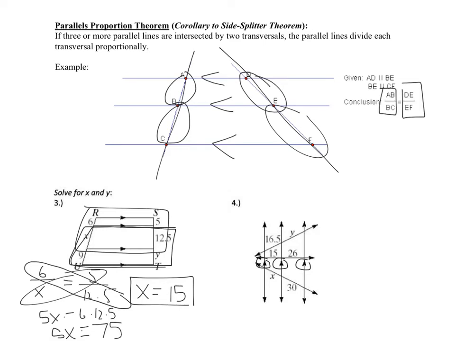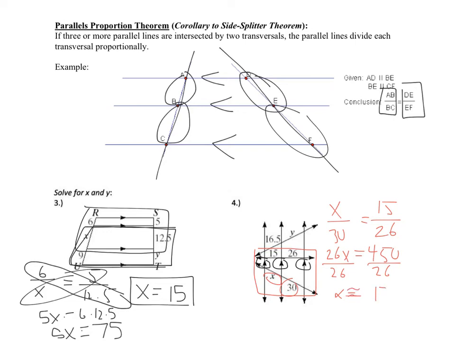And so if we want to find x, let's look at these 4 numbers here. So x is to 30 as 15 is to 26. And I can't reduce anything, so I've got 26x equals 30 times 15, that's 450. And then we're going to divide by 26. And 450 divided by 26, I have to round this one.